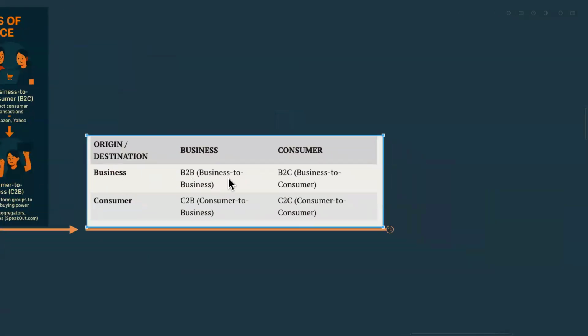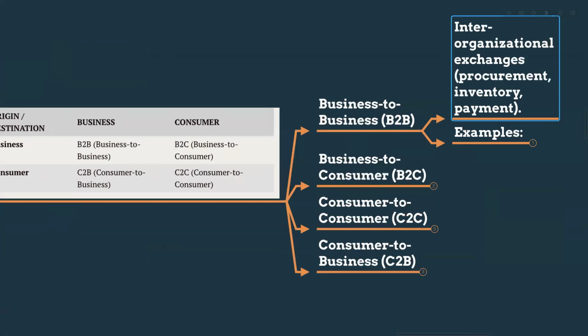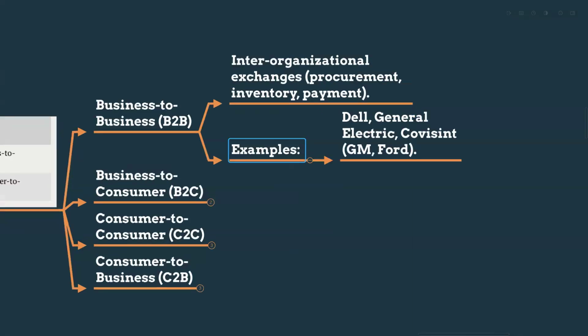It means B2B, business to business e-commerce, right? It means in the business direction, one business is selling to a business, another business is purchasing. And there is C2B, consumer to business, and business to consumer, and consumer to consumer. There are so many models here. So B2B is an inter-organizational exchange, like procurement, inventory, and payments, from one business to another business, right? That is business to business.